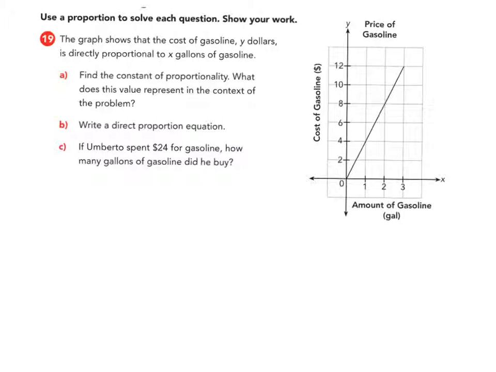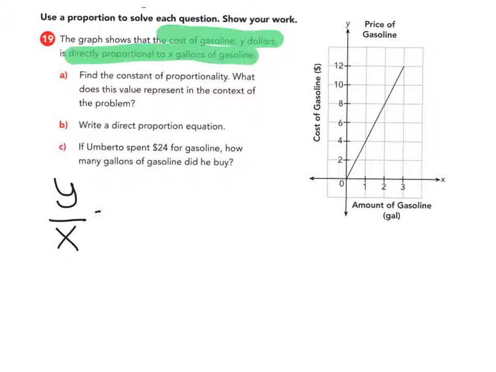All right, let's look at problem number 19 from the Chapter 5 review. It says the graph shows the cost of gasoline Y dollars is directly proportional to X gallons of gasoline. Find the constant of proportionality. So the constant of proportionality is Y over X is equal to K, which is the constant of proportionality.